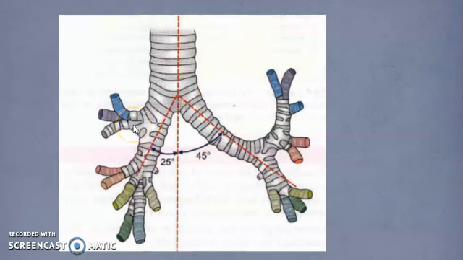Then the secondary bronchi are going to divide into tertiary bronchi. So there are 10 tertiary bronchi on the right side and 10 tertiary bronchi on the left side. Each tertiary bronchus reaches the bronchopulmonary segment. So we can say that there is one tertiary bronchus for each bronchopulmonary segment, and there are 10 bronchopulmonary segments on the right side and 10 bronchopulmonary segments on the left side.